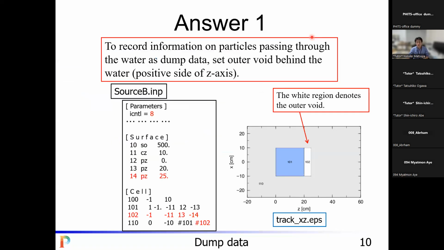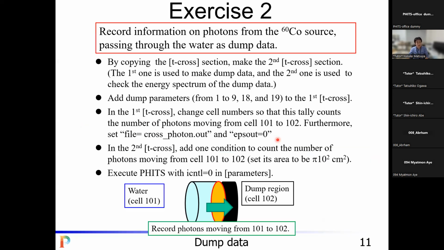Okay, if you obtain this figure, exercise number 1 is completed. Perfect. Okay, let's move on to the next exercise.